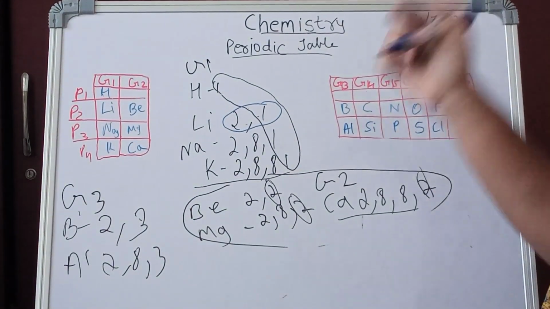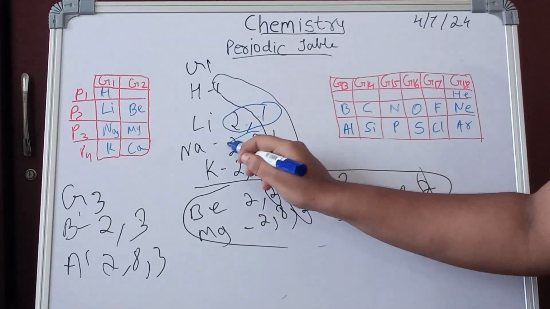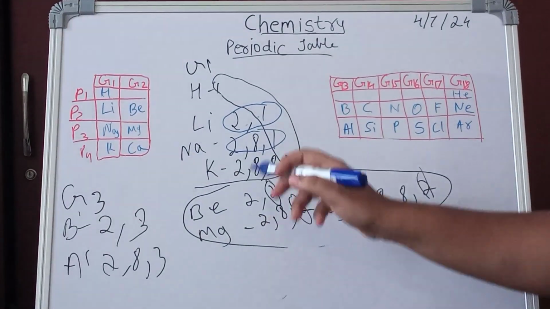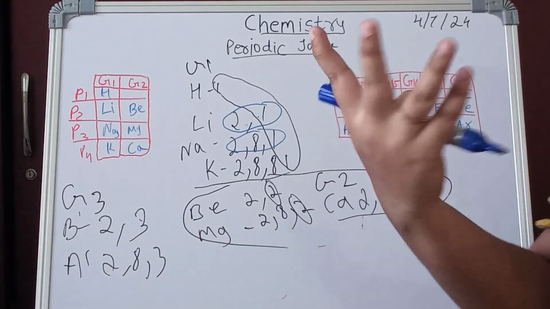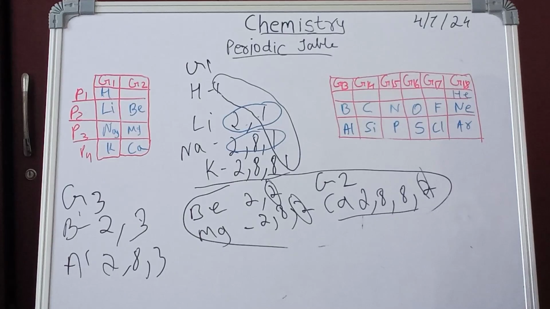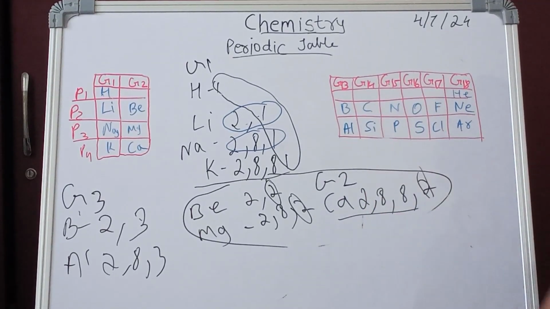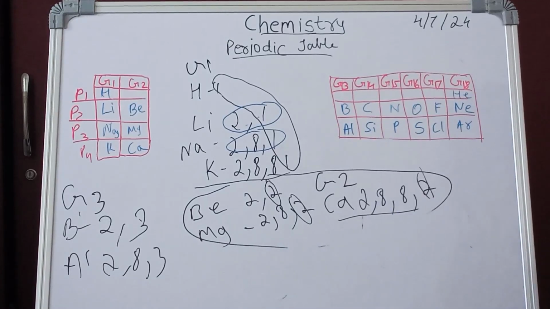And next, sodium. How many? 2, 8, 1. 3 numbers, so it is placed in period 3. Potassium: 2, 8, 8, 1. 4 numbers, so it is placed in period 4. Same thing holds for boron. Where is boron here? 2 and 3. 2 numbers, so it's placed in period 2. So it's the same for everyone.